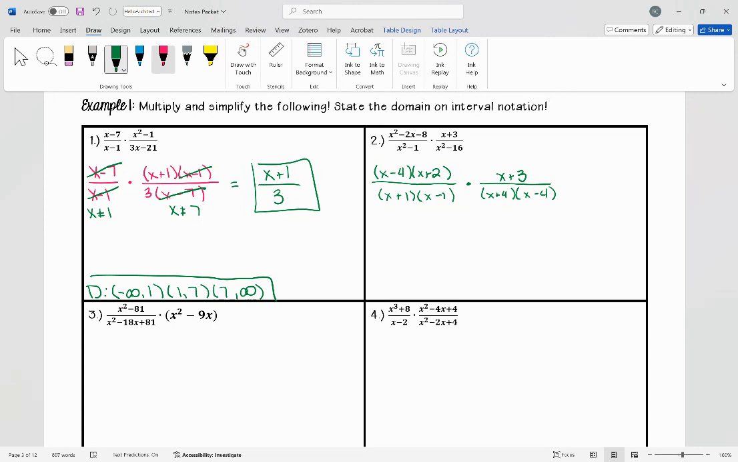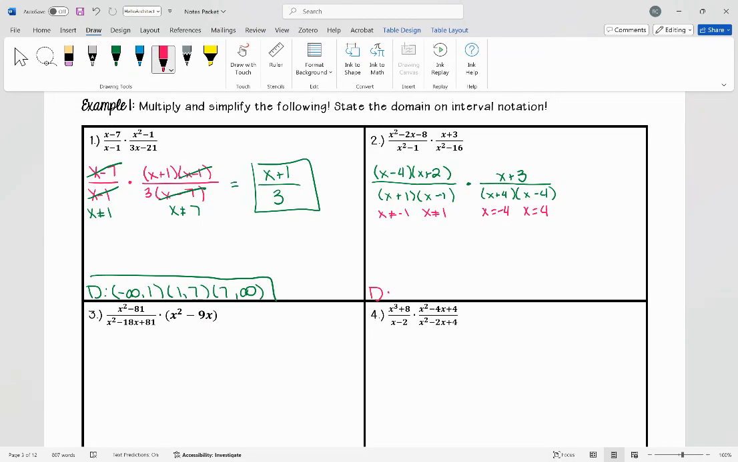So from here, I can go ahead and start working on the domain, which we've got quite a bit here. So x can't equal negative 1 or positive 1. x can't equal negative 4 or positive 4. So this one's going to be pretty long. So remember, we start least to greatest.